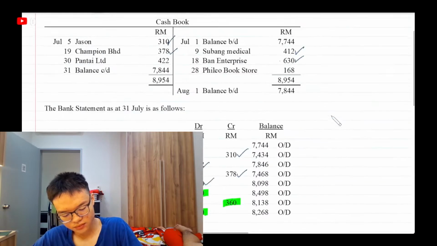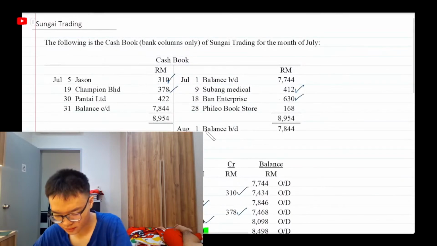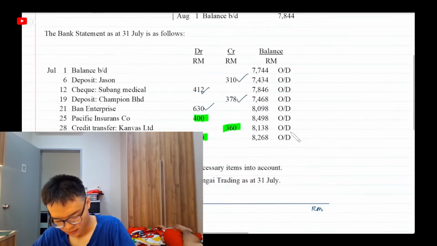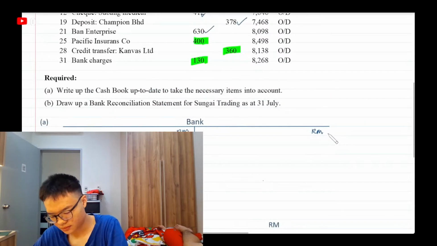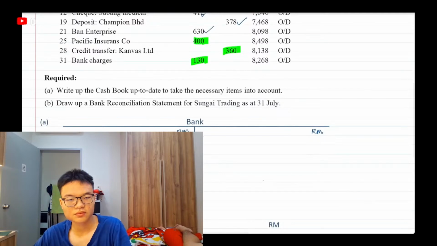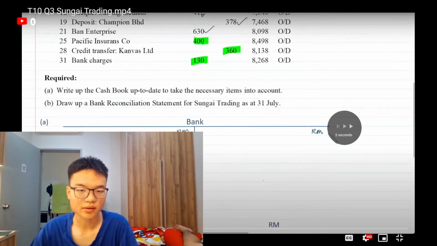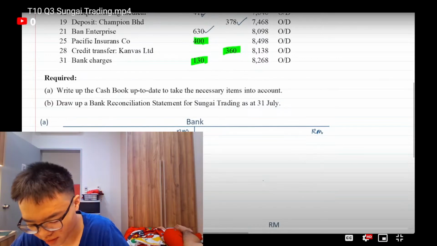balance. Now, careful, in this case, our cash book has a negative balance, a credit balance of 7,800 for 4 days. What date is this? July. What date is this?